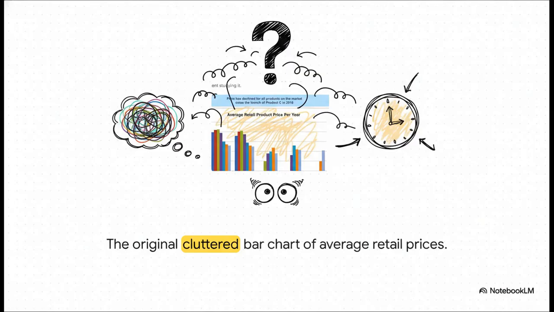Okay, here it is again, our starting point. What are we even looking at? It's the average retail prices for 5 different products over time. But these random colors, they make it nearly impossible to follow any single product's journey. Your eyes are just darting all over the place, right? This visual isn't helping, it's actively hurting our ability to understand.